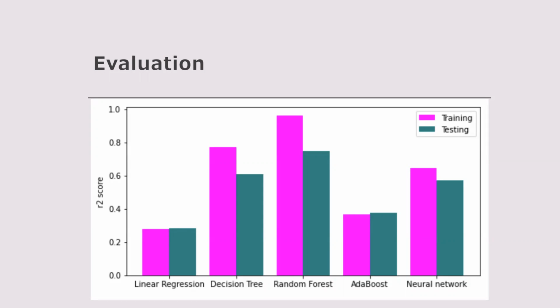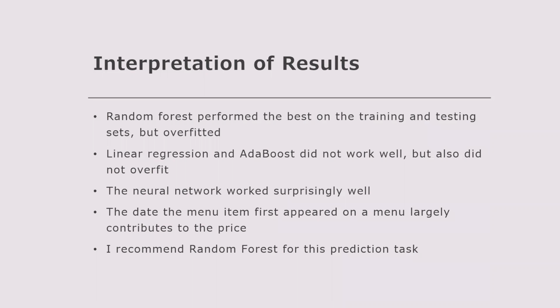And then the best model to perform on the data was random forest. So while it did have the highest amount of overfitting, it did reach the highest R squared score on both the training set and the testing set. So random forest is the one that I would recommend for this problem. Here are those interpretations that I just said, put out in bullet points.